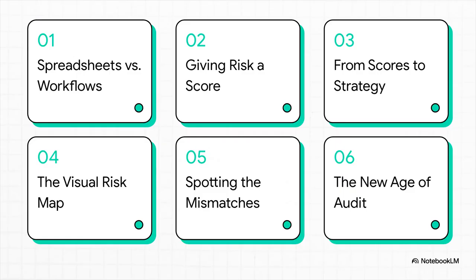So, here's our game plan for today. We're going to start with the classic spreadsheet problem. Then we'll get into the nitty-gritty of how you can literally give risk a score. From there, we'll see how those scores build a strategy, and then, the fun part, visualize that whole landscape. Finally, we'll see how this clarity helps us find problems we never knew we had, and how it's creating a whole new era for auditing.